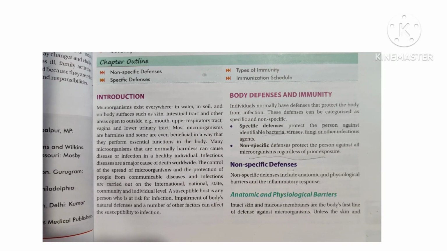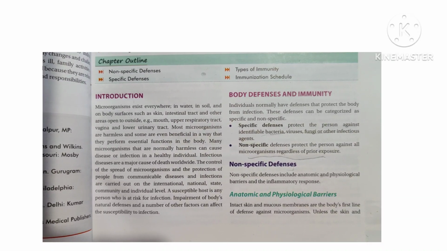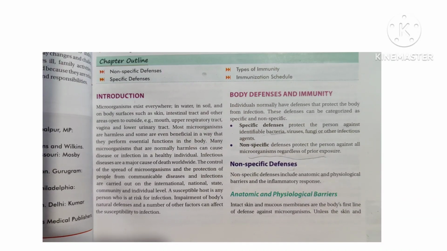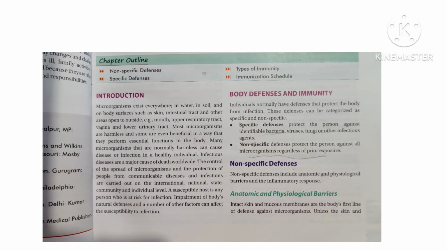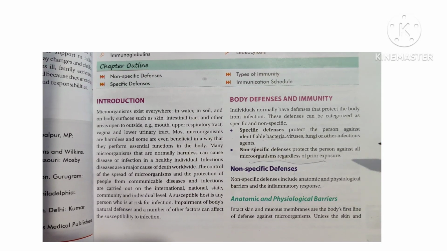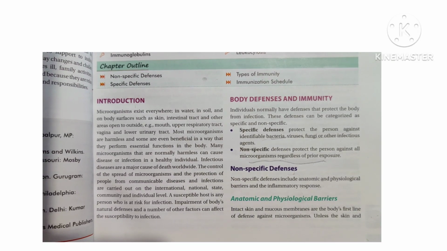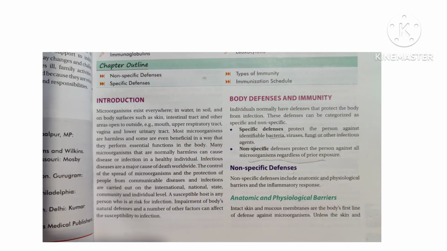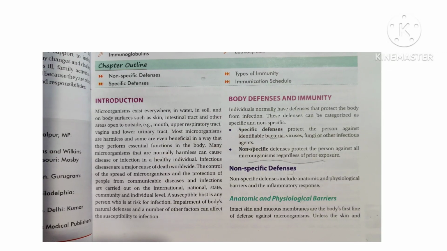That is, you have had a prior exposure to a particular disease condition. After that, once again if you have a recurrence or reinfection, the memory cells of the immune system will know how to act accordingly. What are non-specific defenses? The non-specific defenses protect the person from any type of infection, whether it is a new infection or an old infection. That is called non-specific defenses.